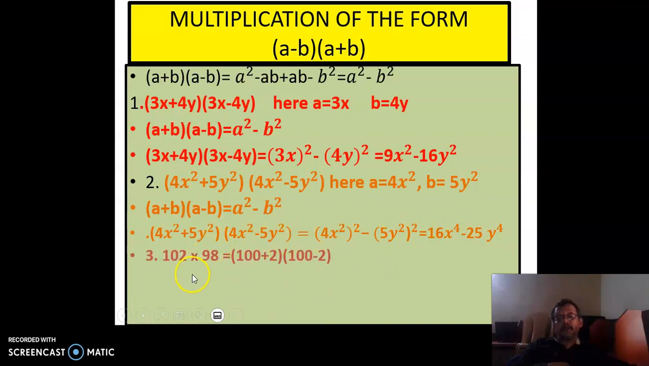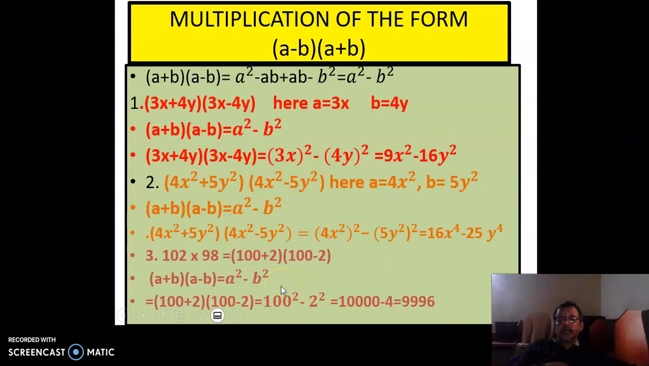Now take another problem, numerical problem. 102 into 98. 100 plus 2, 100 minus 2. A plus b, a minus b, a squared minus b squared. So 100 plus 2, 100 minus 2. 100 squared minus 2 squared. 10,000 minus 4. 9,996. So this is the answer.